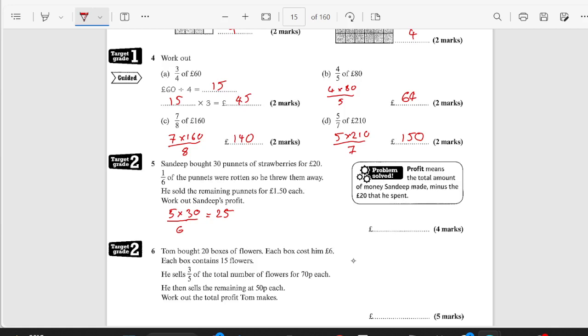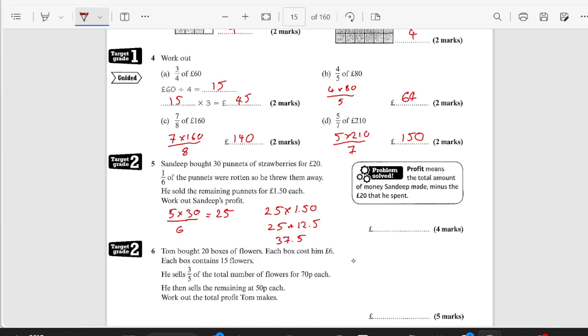25 is the number of punnets that were sold, and we sold them for £1.50 each. So I need to do 25 times £1.50. Well, 1 times 25 is going to be 25, and then a half of 25, or 0.5 times 25, is going to be 12.5. So the amount of money that she made was £37.50.